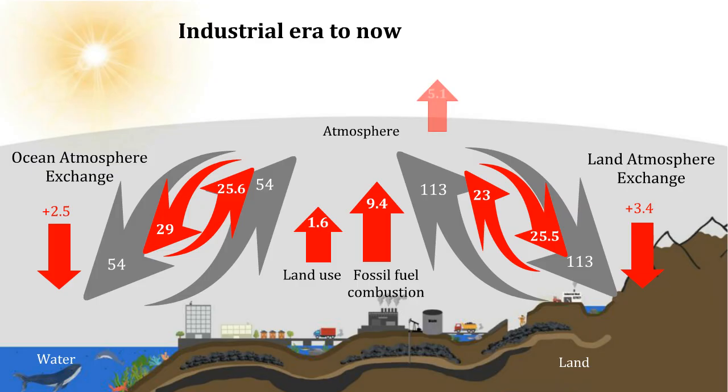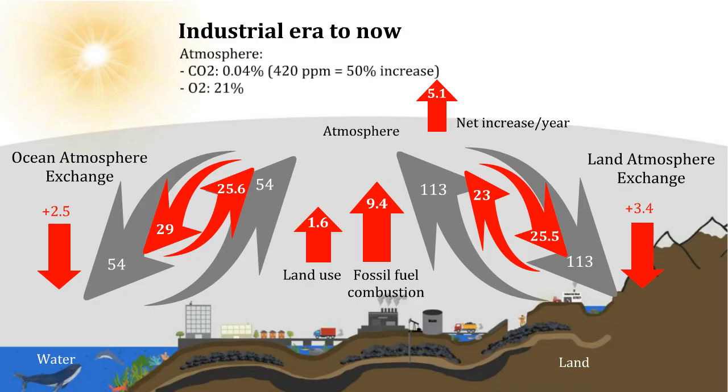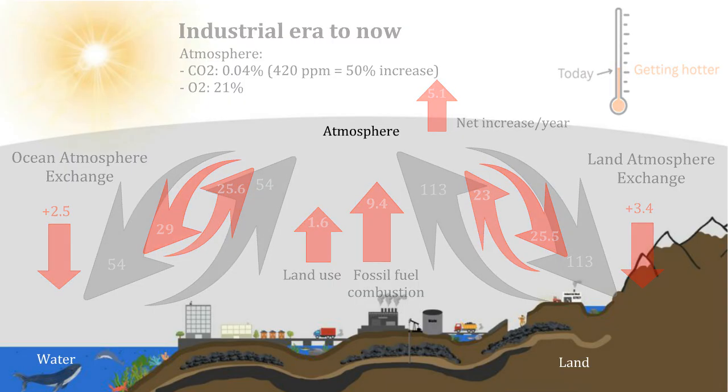But that still leaves 5.1 billion tons of carbon added to the air every year, carbon that nature can't reabsorb fast enough. Altogether, since the Industrial Revolution, we've increased atmospheric CO2 by over 50%, from 280 to over 420 parts per million. That's the highest it's been in 14 million years, and it's already raised global temperatures by more than 1 degree Celsius.